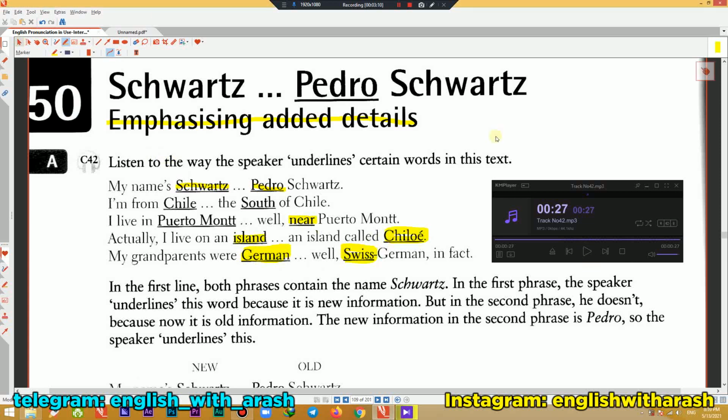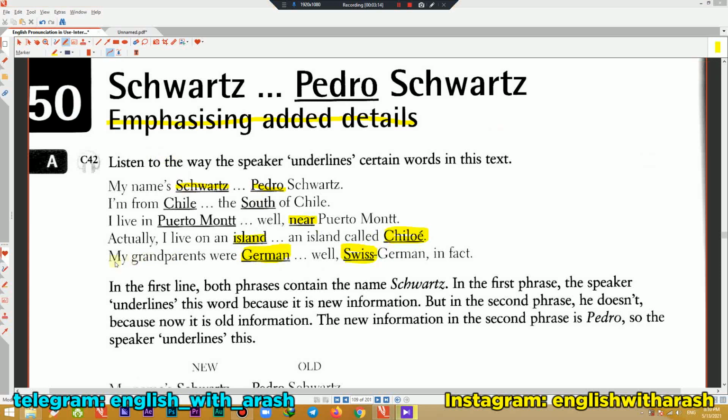Okay, so as you see here, first he says my grandparents were German. Well, Swiss German, in fact. So it's adding some more information. You say that added information louder. Or for example, actually I live on an island. The first time, island is new, so you pronounce it loud. I live on an island. But the second island is not new because the listener already heard it in the first sentence. An island called Chiloé. This word is new information, added detail that we are stressing here.